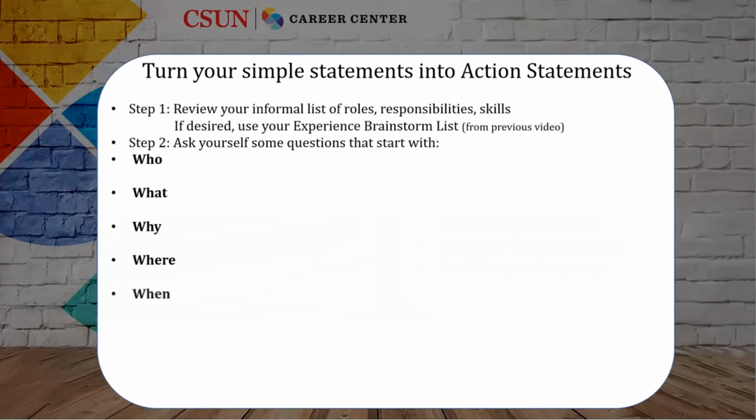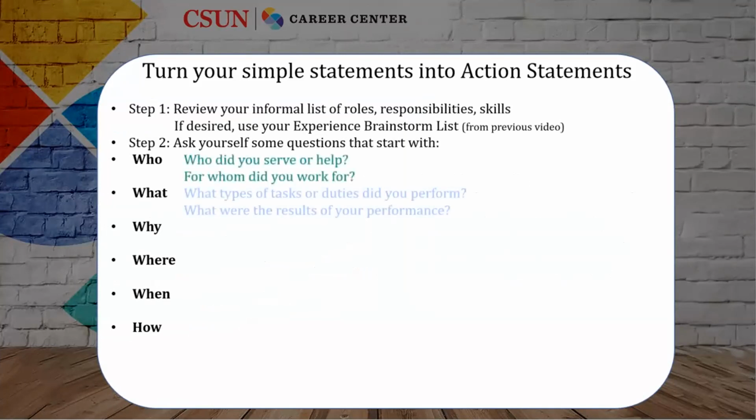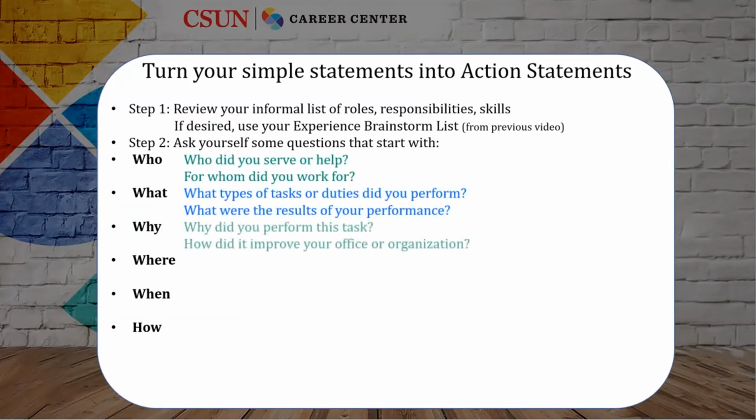Now is the time to just look at your informal list of roles and responsibilities and develop it into refined sentences. Ask yourself some questions that start with who, what, why, where, when, and how when reviewing and recollecting what you've done. This will give you more information to write about and can provide the reader with more details of your experience. Here are some common questions to help you develop your action statements.